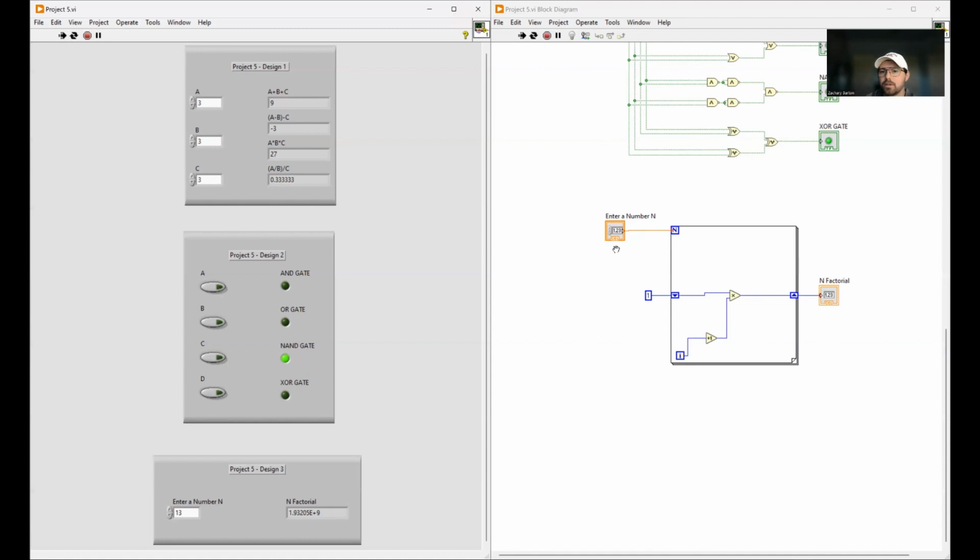So for the block diagram for that, we have a simple for loop here, taking the input. In addition, this for loop has the shift register active. So for the lower bound, it has a 1 as an initial value, and then the output goes into the numeric indicator here. In between, all we're doing is taking the initial value 1, multiplying that by i incremented, and then outputting it.